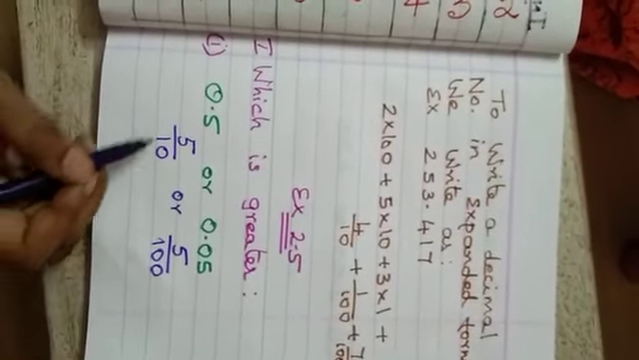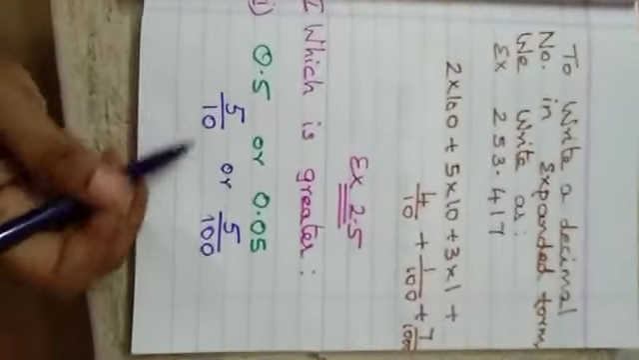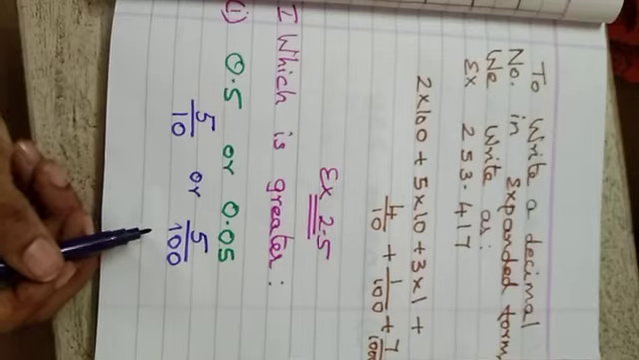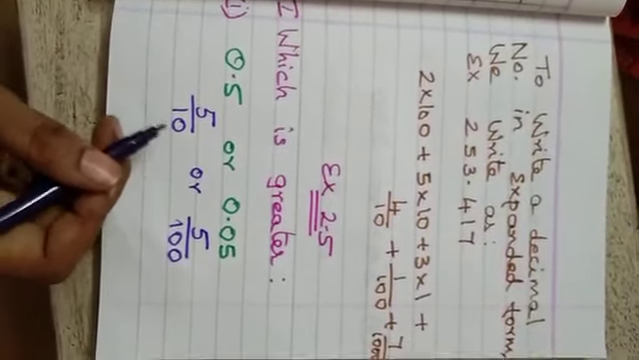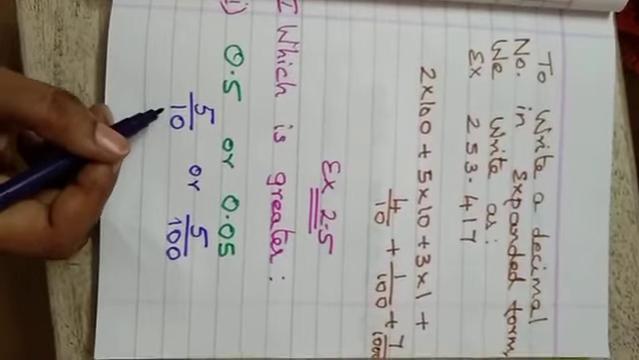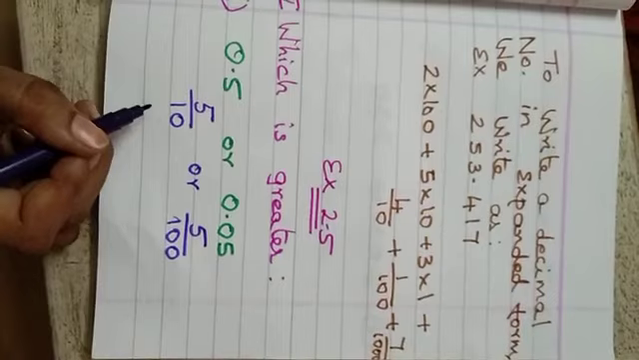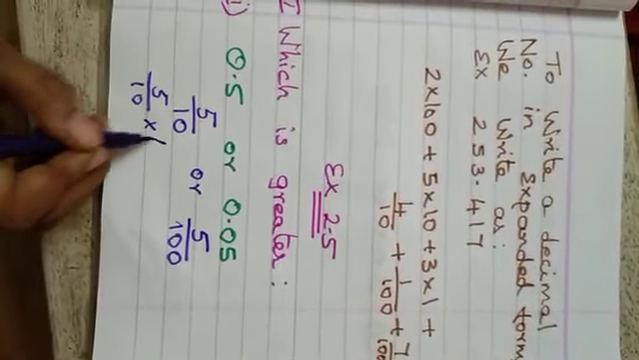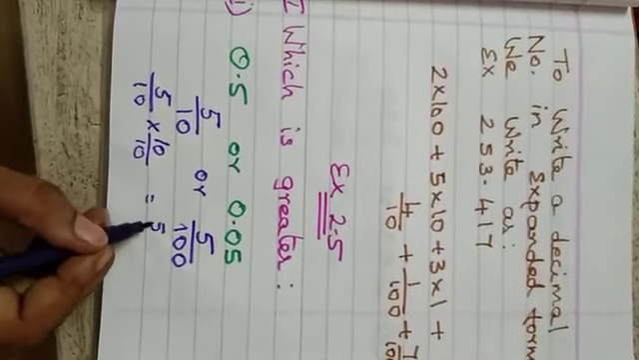Now it has become like a fraction. How do you find out which is greater in a fraction? In a fraction, you should have the same denominator. So I am going to convert the fractions into equivalent fractions with denominator 100. So now I have 10 and 100. So this I have to convert into an equivalent fraction of 100. So 5 by 10 into 10 by 10. So my number becomes 50 by 100.